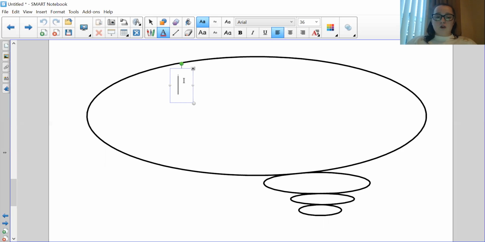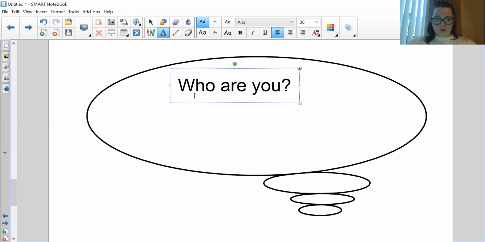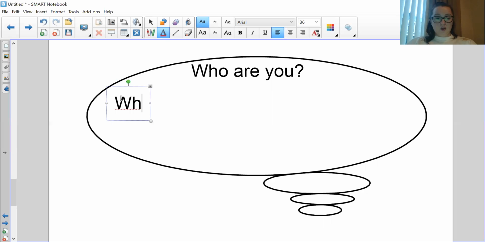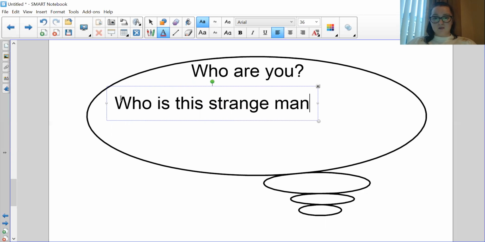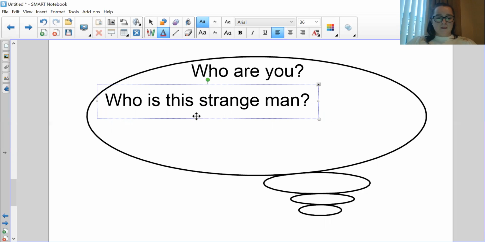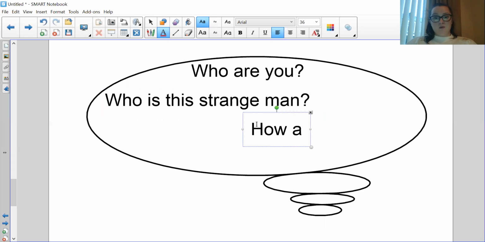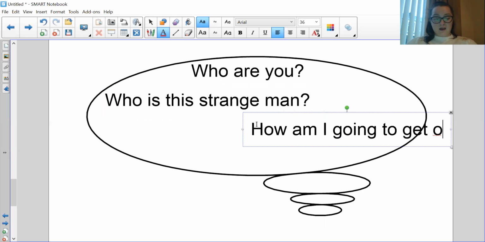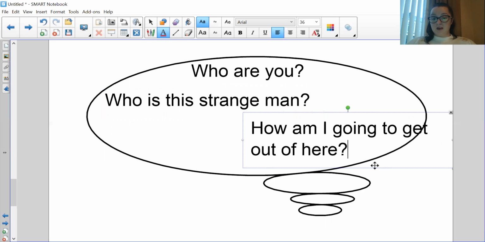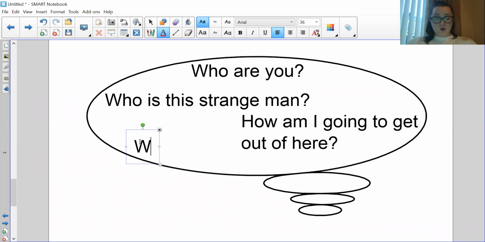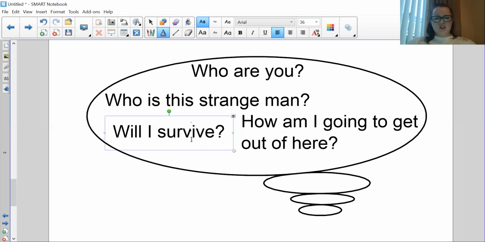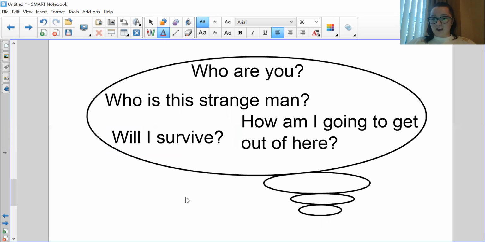It doesn't really matter. So his thoughts, he might be thinking, who are you? Who are you? Or who is this strange man? Because we don't know, do we? He might also still be thinking, how am I going to get out of here? Because he might still be panicking. He might be thinking, will I survive? Because he might be panicking, thinking that he's not going to survive, mightn't he? So there's just some ideas. There'll be lots and lots of different ideas, so please use your imaginations to really build up those thoughts and feelings.